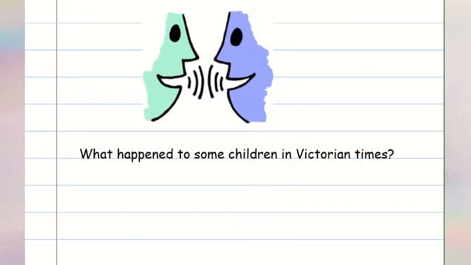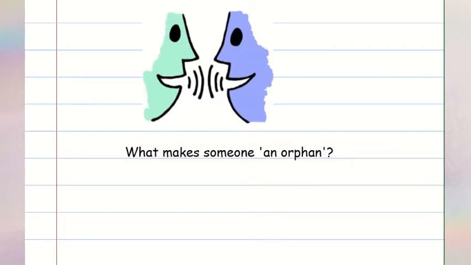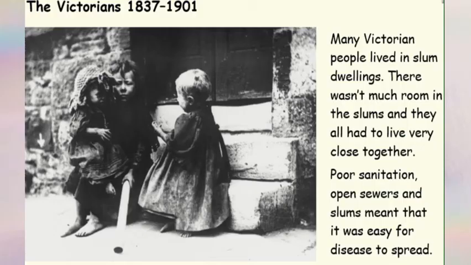And then we go on to think about what they know about things that happened to children in Victorian times, as well as what makes someone an orphan, because unfortunately that is part of our story. It revolves around 2 orphans, and as hard-hitting a topic as it is, it is a topic that we share with the children. Then we go on to share some more information about the Victorians.